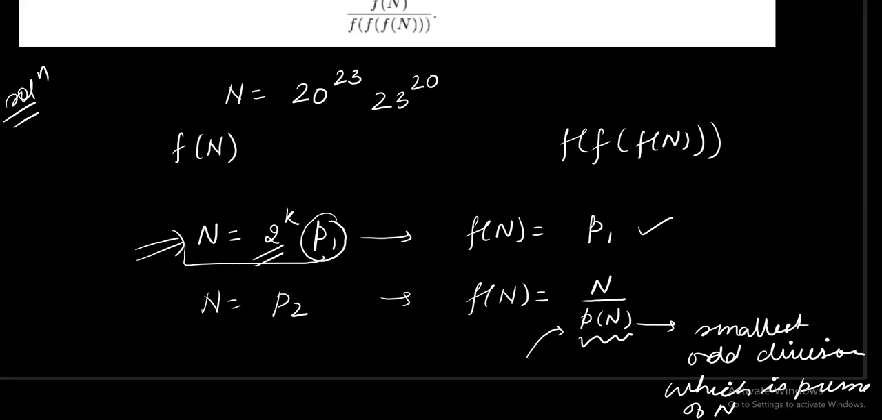So what does proper divisor mean? It means that capital N you have to divide by the smallest odd prime divisor which you have for that number. This will give me the value of f of n. So in general, we have written what f of n is going to be.